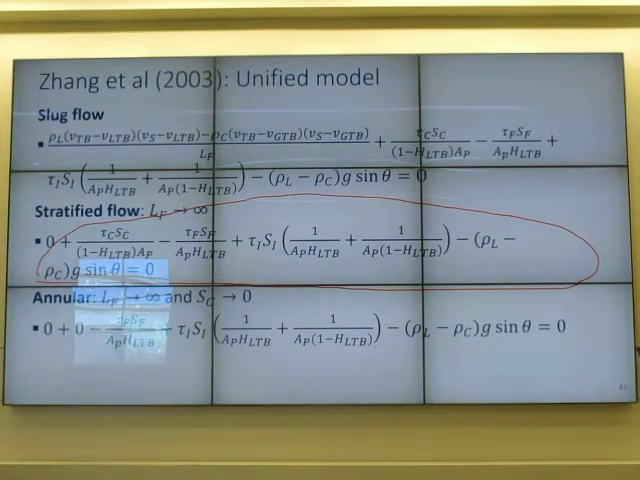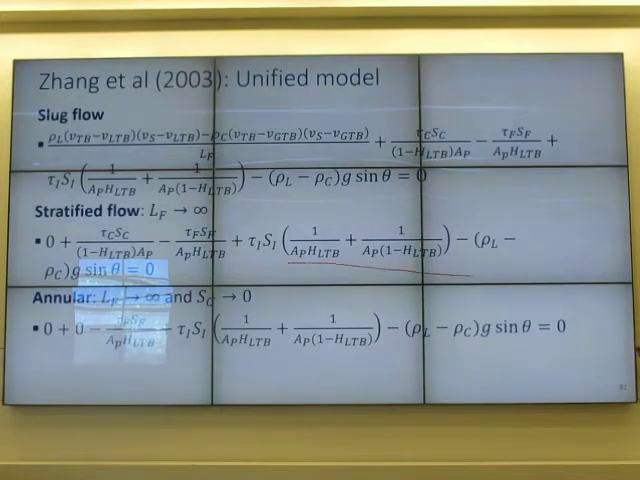So in this case, are they the same? Tau WG becomes tau C, right? And I have alpha over here, 1 minus HLTB. Yeah, they are the same. So this means it is correct. If it is the same, then it's correct.